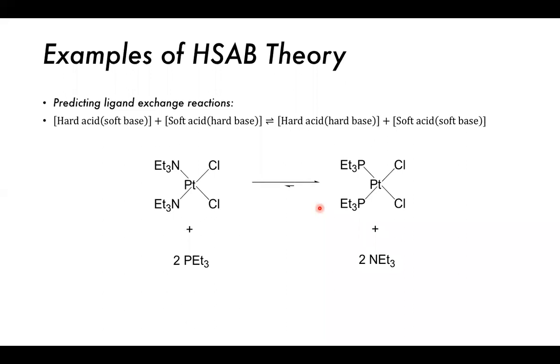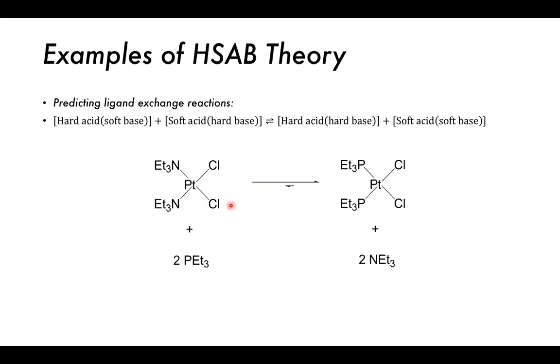Predicting ligand exchange reactions can also be done based on hard, soft acid-base principles. So if we try to classify the different ligands on the metal centers, here we have a metal center, which is platinum. Platinum is on the, I suppose, softer side of the metals. It's got a combination of intermediate ligands. So it's got the nitrogens and chlorides, a little bit maybe on the harder side.